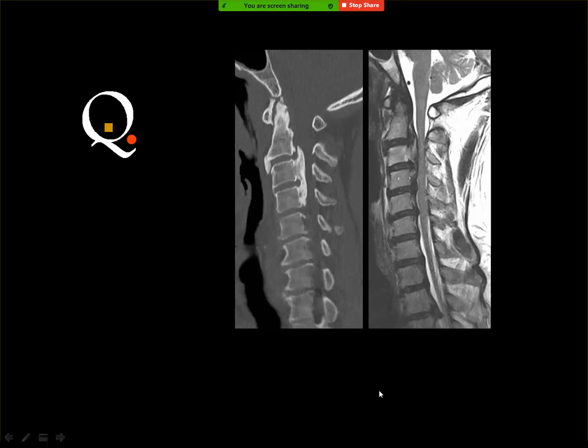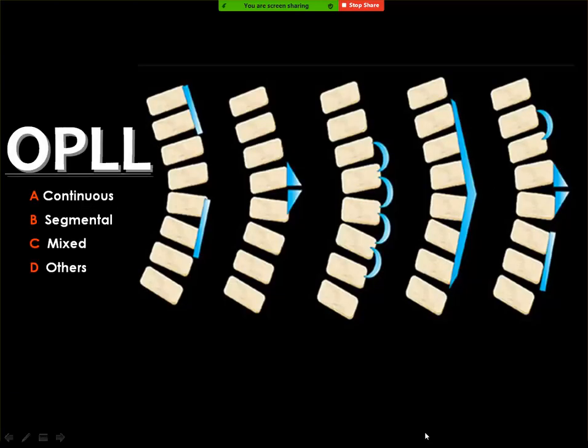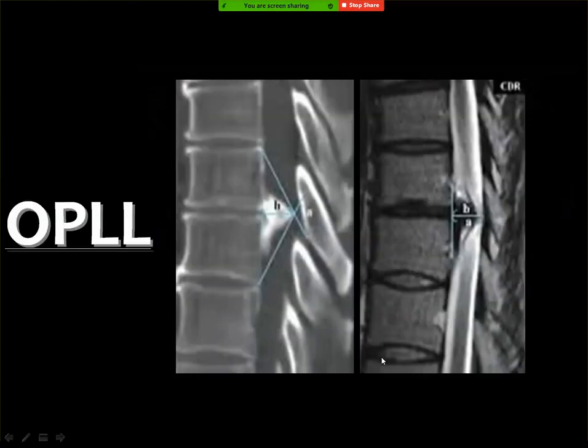Ossification of the posterior longitudinal ligament and also some ossification of the anterior longitudinal ligament. But what's important is the posterior one because of the encroachment on the spinal canal and the compression of the cord. And according to the literature, there are many types of ossification of the posterior longitudinal ligament, like the continuous type or the segmental type or the mixed type, and many other types that can be described in the literature.